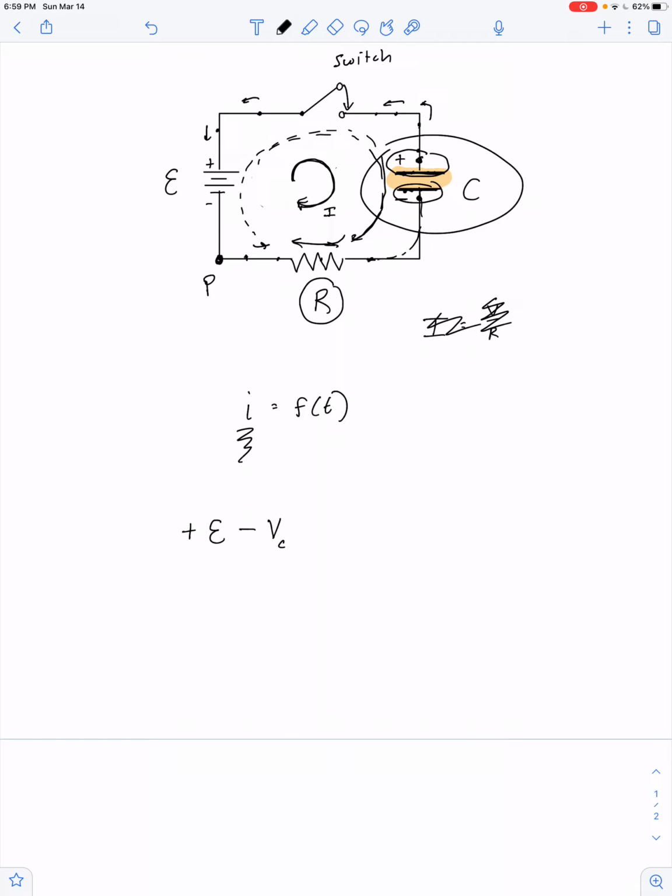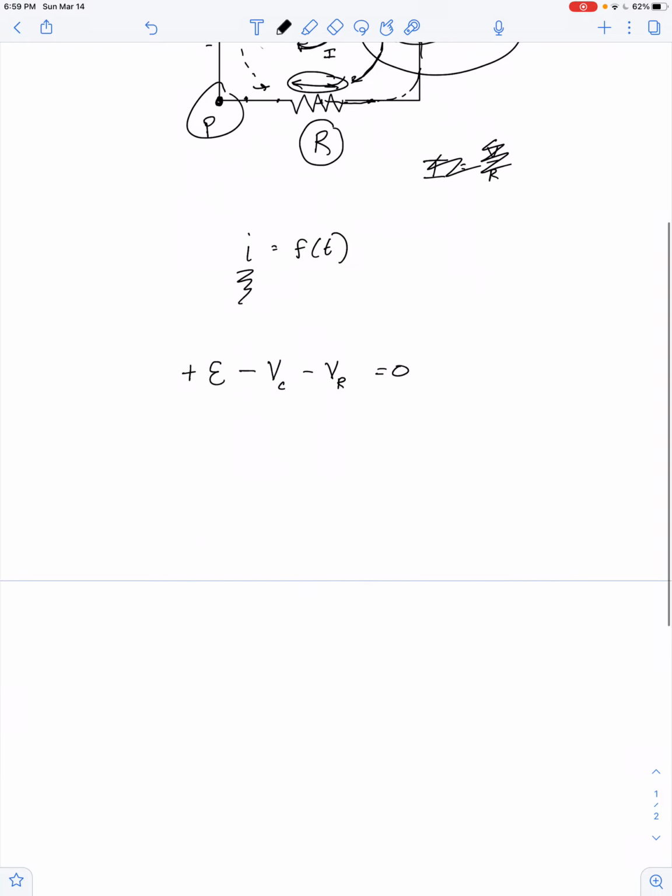Then we go this way across the resistor. I'm going in the direction of the current, so again, that's a voltage loss. So minus the voltage across the resistor, and I'm back to point P. That equals 0. So how do we calculate voltage across a capacitor?